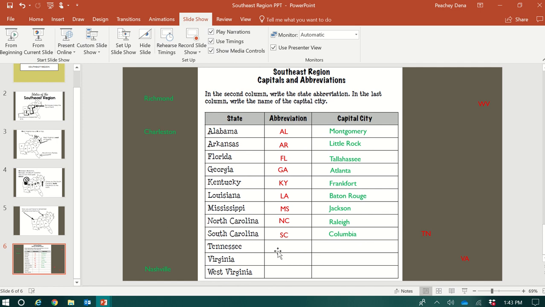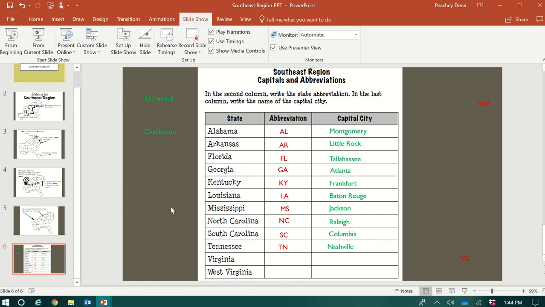Okay, Tennessee. It is another one that has the beginning letter and then one of the letters from the middle, TN. And then see if you can come up with a capital city. It is Nashville.